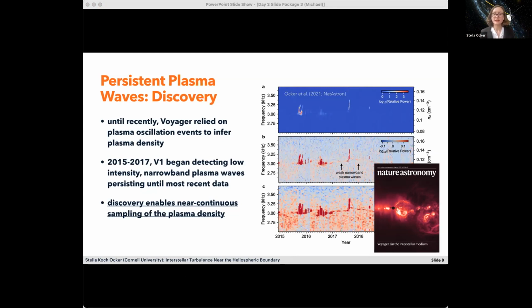The second open question is, what is the physical mechanism that is producing this weak plasma line? So if you go to the next slide.